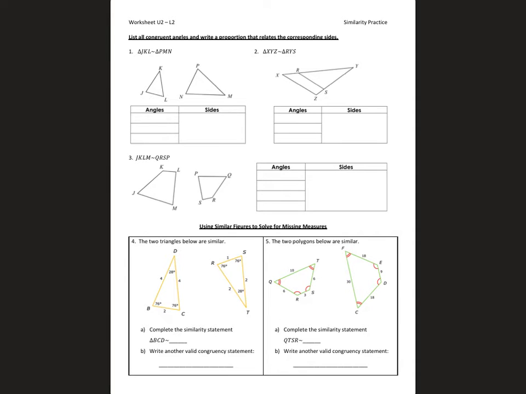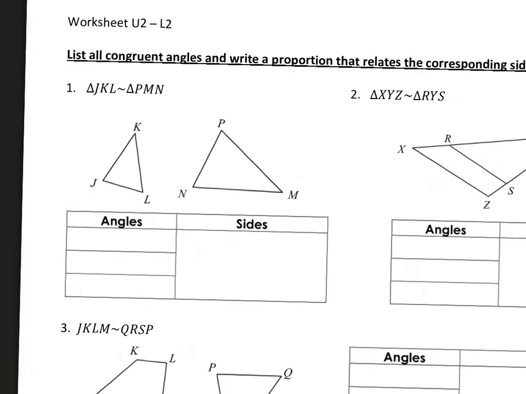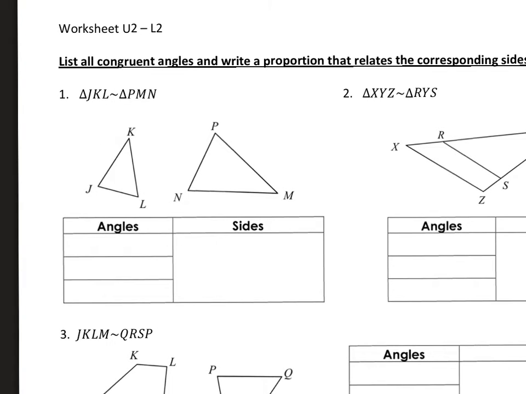In the first problem, it says list all congruent angles and write a proportion that relates the corresponding sides. So we are given a similarity statement. Triangle JKL is similar to triangle PMN. Alright, let's start listing out the angles.